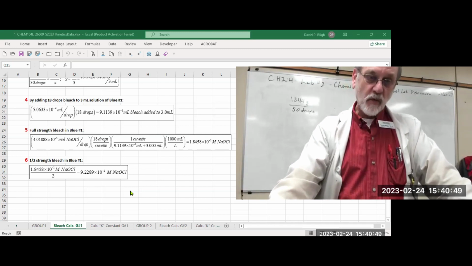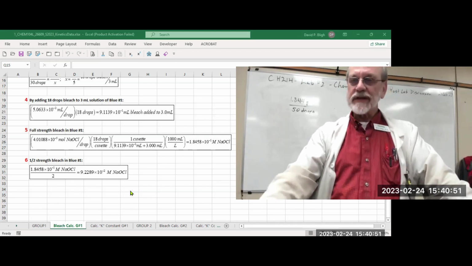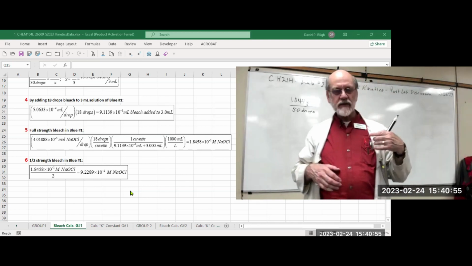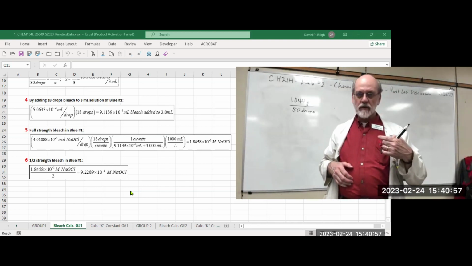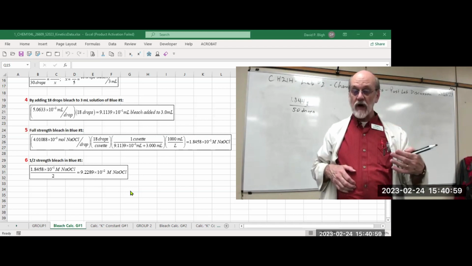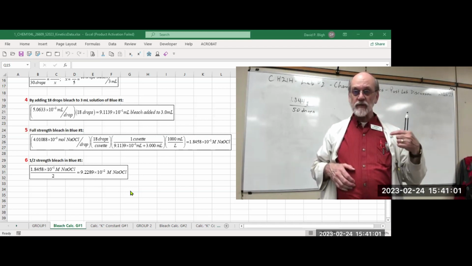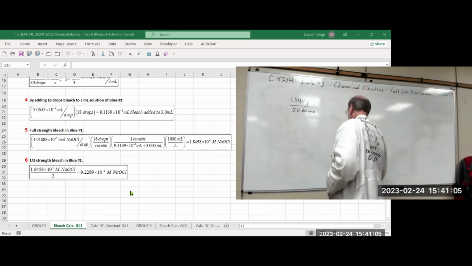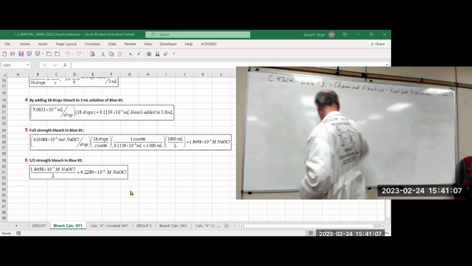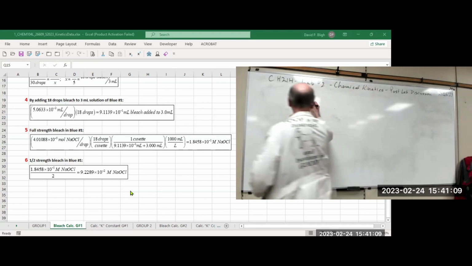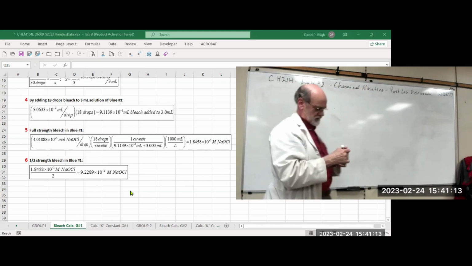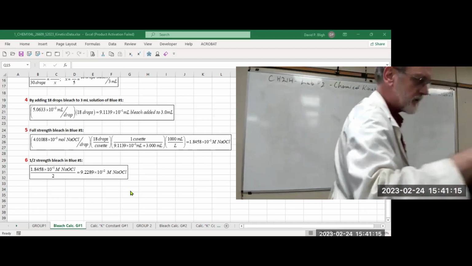Then, once you know the bleach concentration, we need to go back to the blue dye. Say, all right, what is the order for the rate law in terms of the blue dye? Remember, we wrote our rate law out as the rate. Try this one.